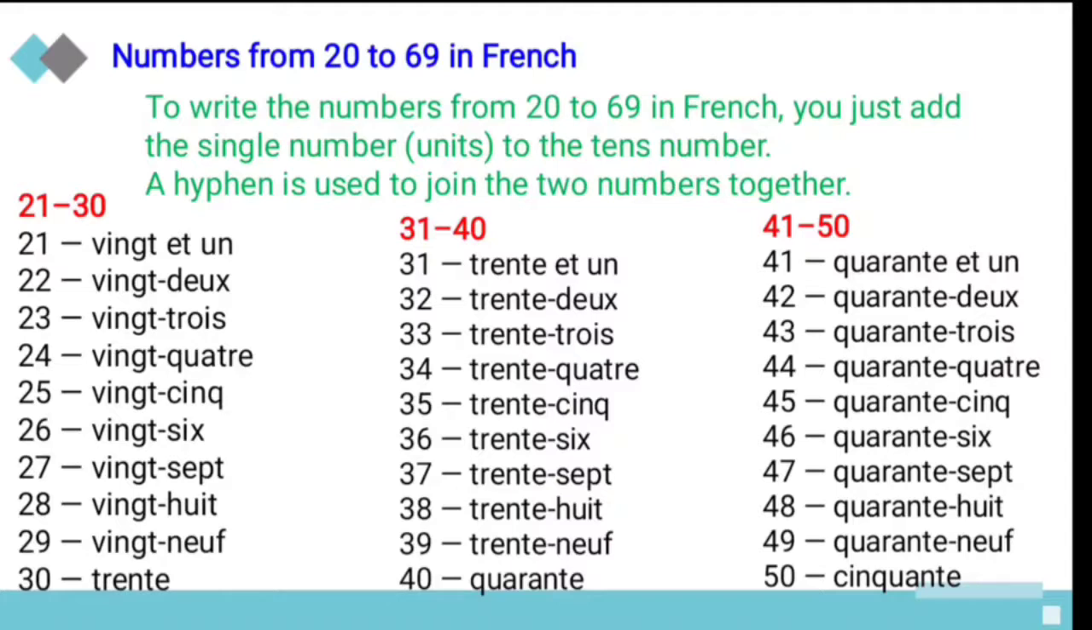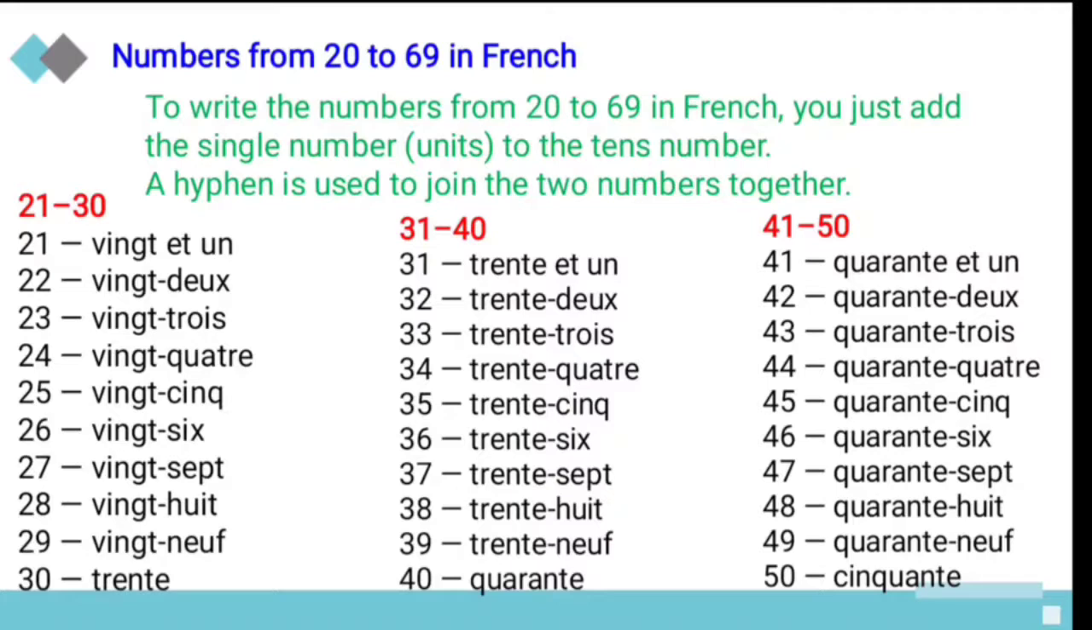Numbers from 20 to 69 in French. To write the numbers in French, you just add the single number units to the tens number. The tens are like 20, 30, 40, 50, and a hyphen is used to join the two numbers together. So when you are joining two numbers like 22, in between the two numbers you have to add the hyphen. See the first one, 21 to 30, that is vingt.